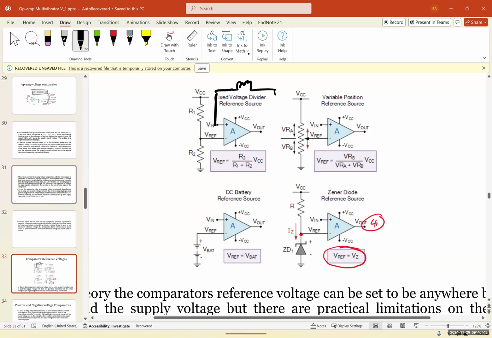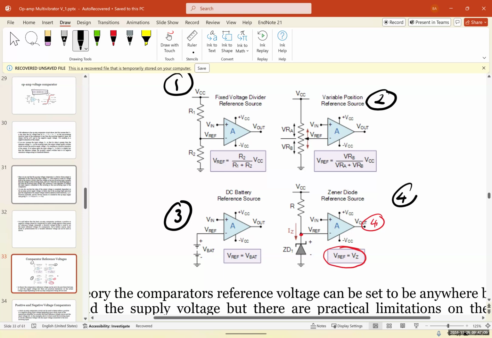This is 4 different configurations of a comparator reference voltage system. The first one simply uses a voltage divider. The second one is using a variable resistor or potentiometer connected to the V reference. It's technically the voltage divider, but now we have control over the reference voltage. The third one is directly connecting the reference voltage to a battery. And the fourth one, we are using a Zener diode.